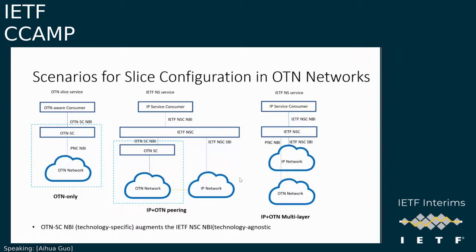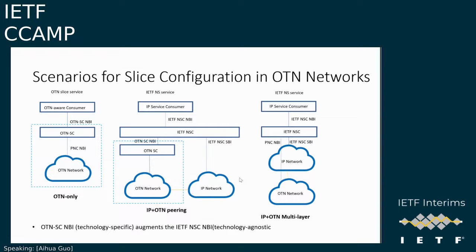So we are trying to put this picture to basically say what are the scenarios we have seen for slice configuration in OTN networks. There are several cases, right? On the left side is what we see a typical use of OTN slices in an OTN-only network. In this case, we have an OTN slice controller and an OTN slice aware consumer, which uses the OTN slice MBI to configure an OTN only slice, right?